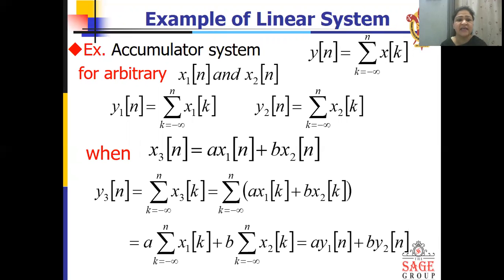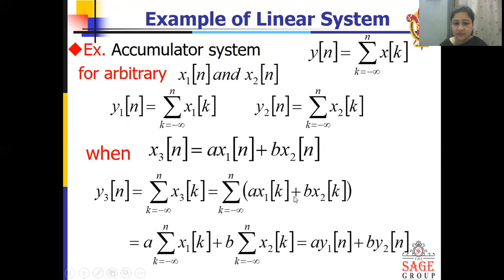y1[n] is given as the summation over k from minus infinity to n of x1[k]. y2[n] is given as the summation over k from minus infinity to n of x2[k]. When I have another input given as a x1[n] plus b x2[n], in that case, the output will be the summation of x3[k], where k is again from minus infinity to n. x3[k] is a x1[k] plus b x2[k].